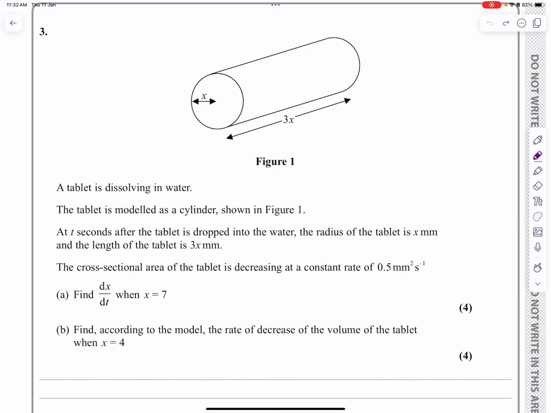Okay, this is the P4 paper from June 2022. It's question number 3, and this is a differentiation question, but in particular, it's a rates of change question. So let's have a look and see what we've been told.